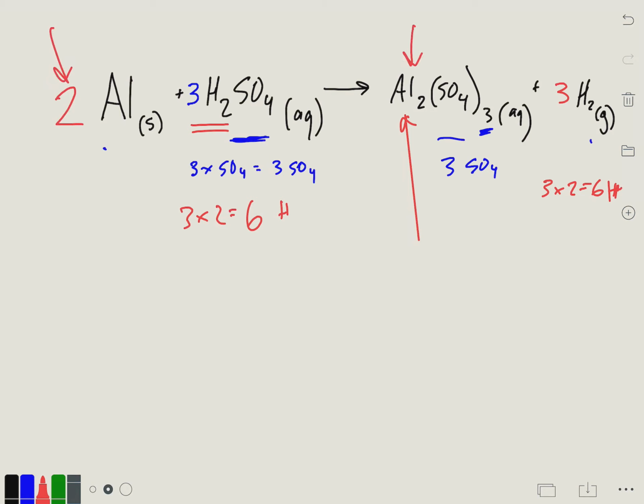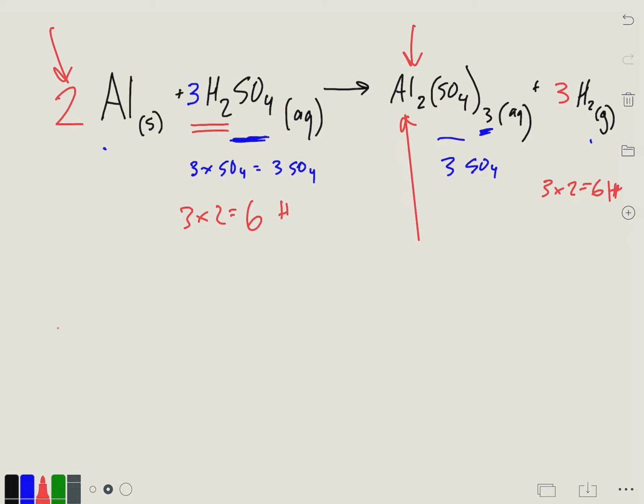Now that wouldn't have helped everything else. You still would have needed to go after your sulfates in order to know how many H2s you need. But that's just the nature of balancing these. You got to start somewhere. You got to work through it.